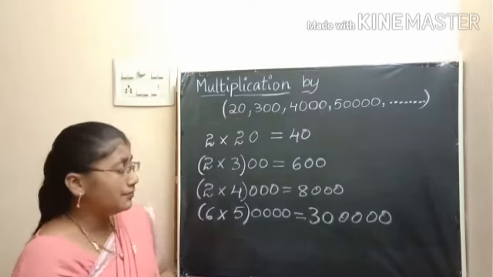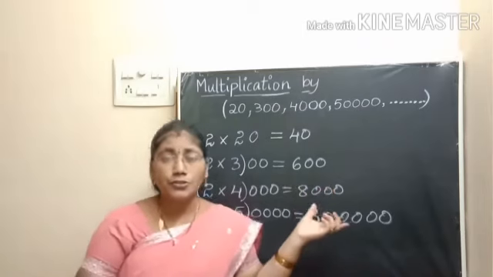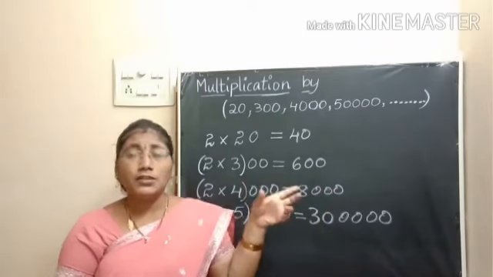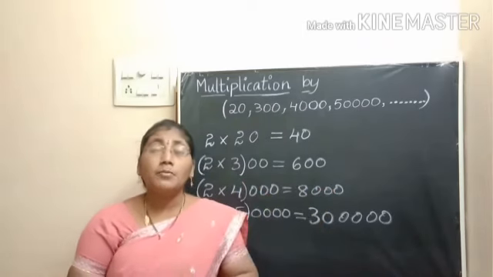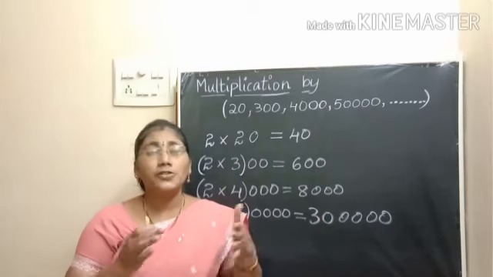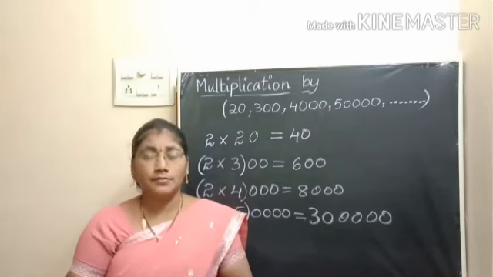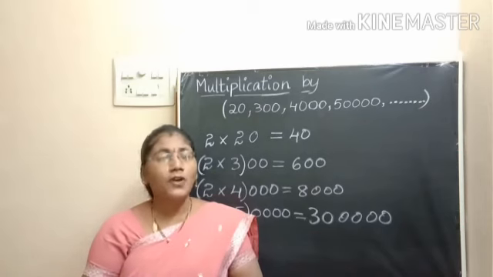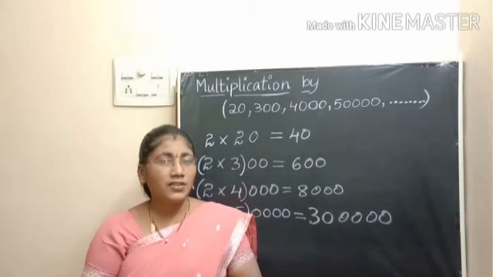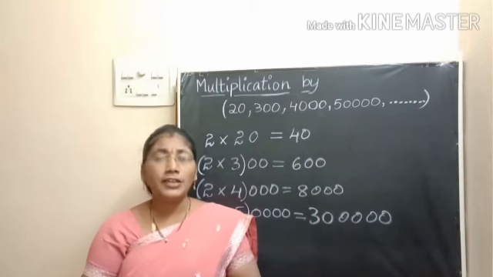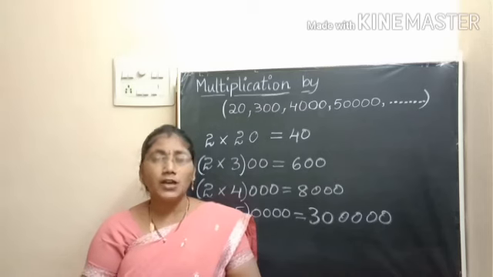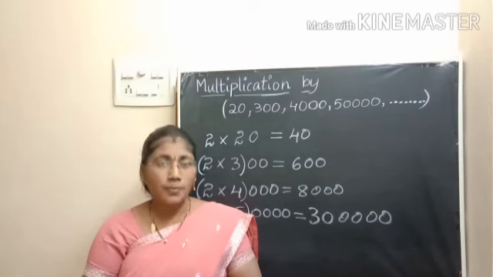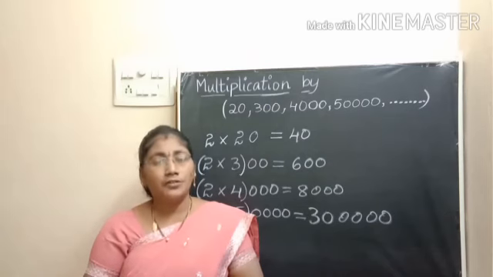Understood, children? This is the trick to do multiplication with multiples of tens, multiples of hundreds, multiples of thousands, like that. I hope you understood. If you have any doubts, please play the video again and watch carefully. If you have any doubts, ask me in the doubts session. Based on this topic, I am going to give one worksheet.